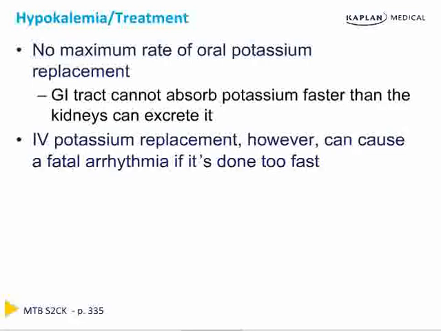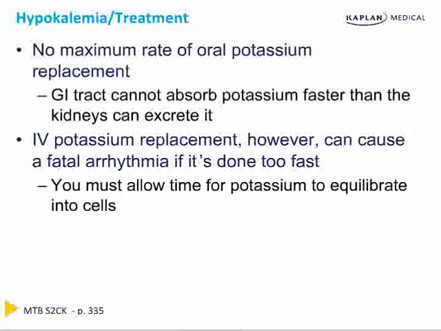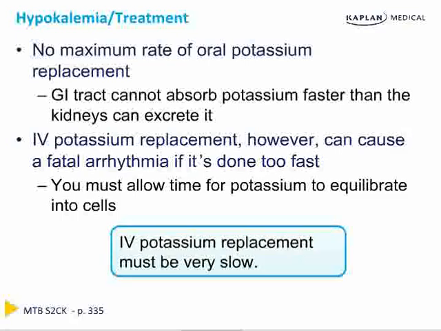With IV potassium, it's another story. If you replace potassium too fast through the intravenous route, you can actually provoke a fatal arrhythmia that can lead to death. When giving potassium IV, you have to allow for time for the potassium to equilibrate into the cells, so it really can't be done any faster than about 10 milliequivalents per hour. In a nutshell, with oral potassium replacement, go nuts. You can't give too much, but IV potassium replacement must be done very slowly.